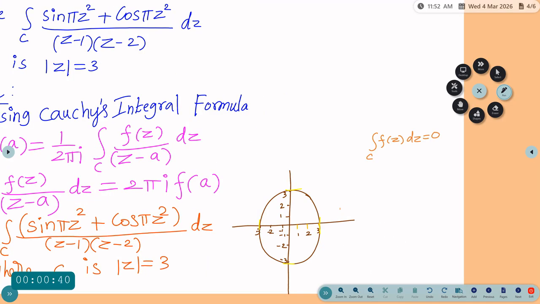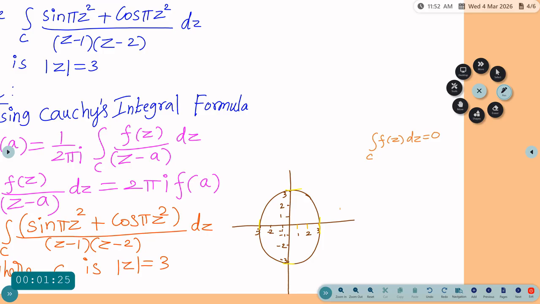Cauchy's integral theorem: if f of z is analytic inside and on a simple closed curve C of a connected region R, and a is any point within C, then f of a equals 1 by 2 pi i integral over C f of z by z minus a dz, the integration around C being taken in the positive direction. This is Cauchy's integral formula. That is, f of a equals 1 by 2 pi i integral over C f of z divided by z minus a dz.